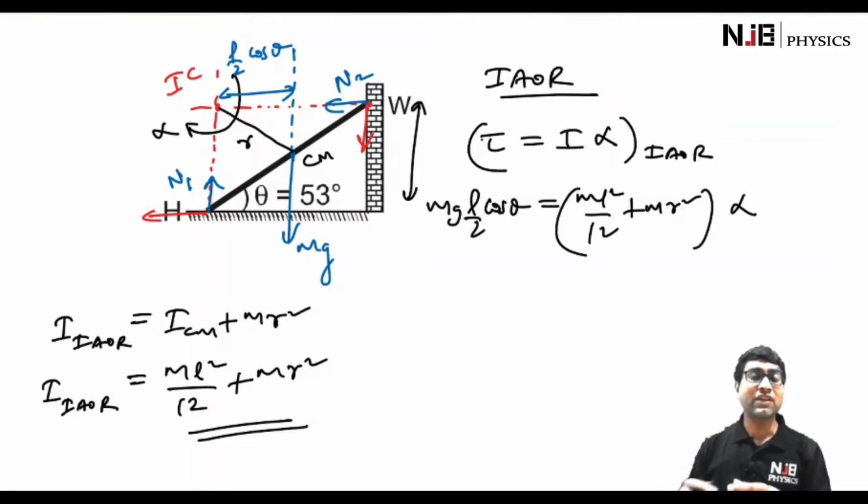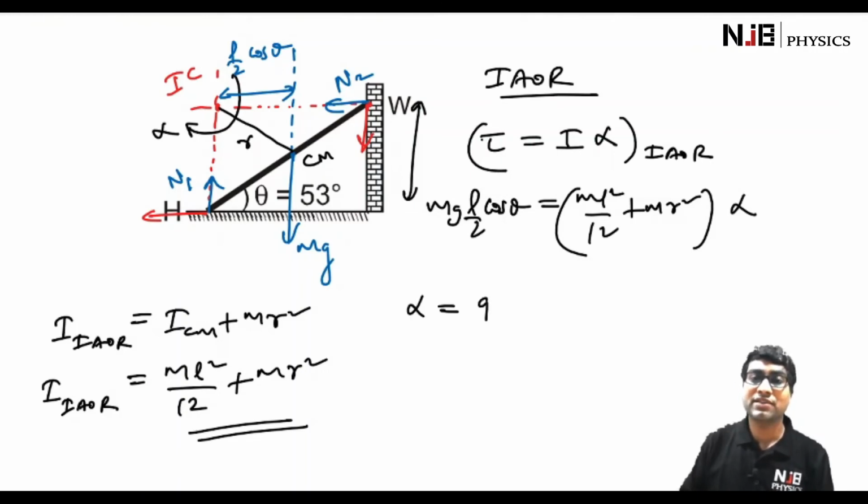But even if you do not know the concept of instantaneous axis of rotation, you can still solve this problem. However, the solution is going to be a little bit lengthy. Well, whatever the method be, when you solve it, you are going to get the answer for angular acceleration as 9 radians per second square. And since it is an integer type question, the answer to this question will be equal to 9.